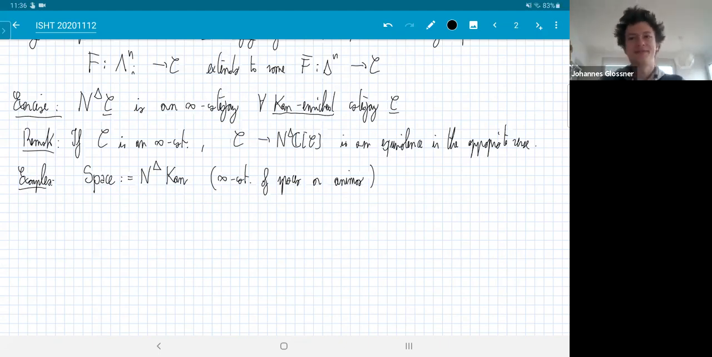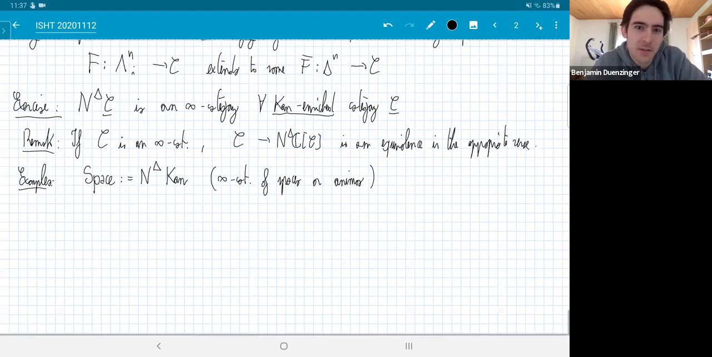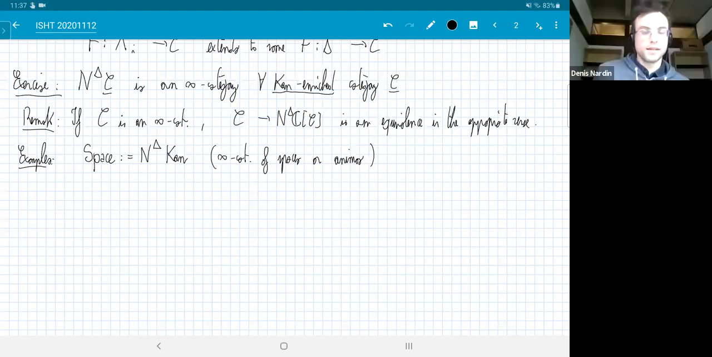You first. Could you maybe explain again the main difference between Kan-enriched categories and infinity categories? Is it just that you have a weak composition in infinity categories and a strict composition of morphisms in Kan-enriched categories? Yeah, I mean, there are two different models.